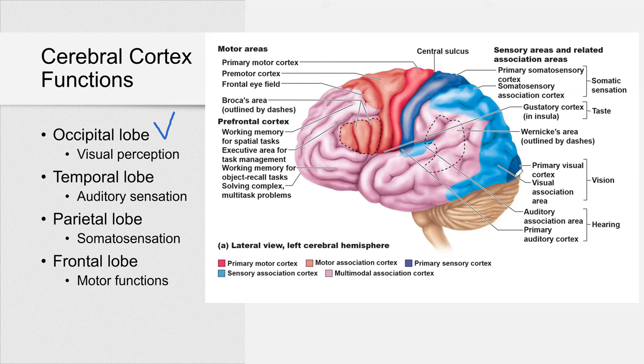So occipital lobe, visual perception, and we have primary visual cortex and visual association cortex. Temporal lobe, auditory. So we have primary auditory and auditory association cortex. Parietal lobe, we have a somatosensory cortex and somatosensory association cortex. In the frontal lobe, we have motor cortex and a premotor cortex that's really similar to association, we just don't call it this way, and we have the frontal eye field that allows you to move your eyes.